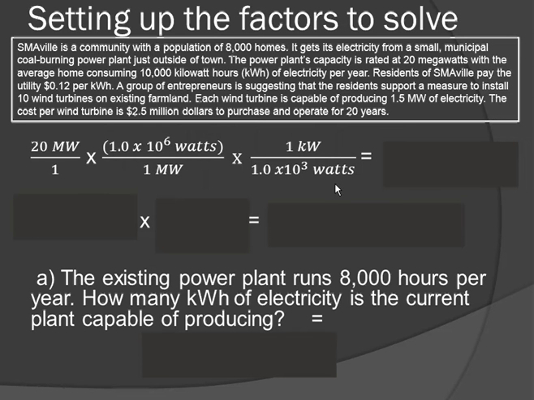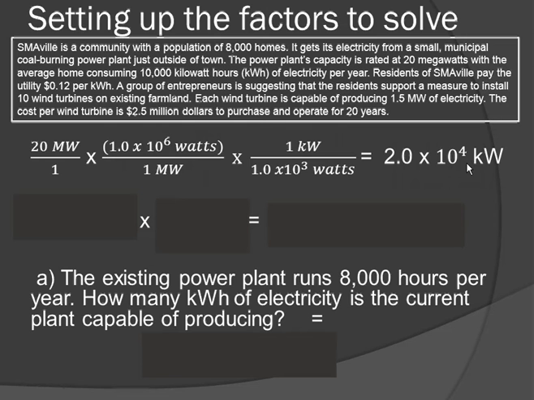But we want to put this on the bottom because we want to cancel it out. We can only cancel them out if one's on the top and one's on the bottom, in the numerator position and the denominator position. So once we put 1 kilowatt is equal to 1,000 watts, then we can cancel out our watts. That still leaves all our values. We have to multiply 20 times 1 million times 1, and then divide that by 1 times 1,000, which gives us 2.0 times 10 to the 4th kilowatts.